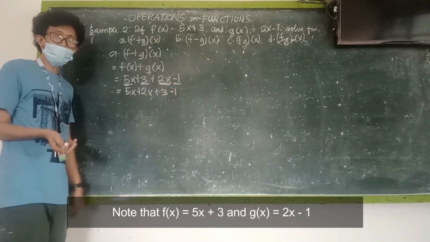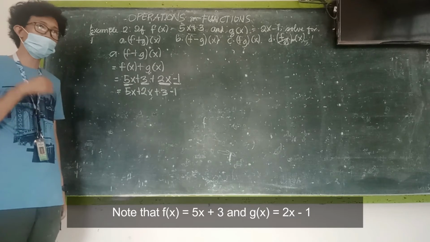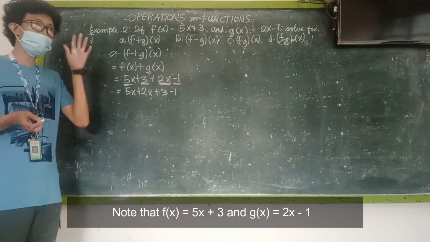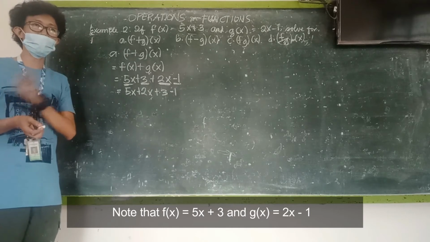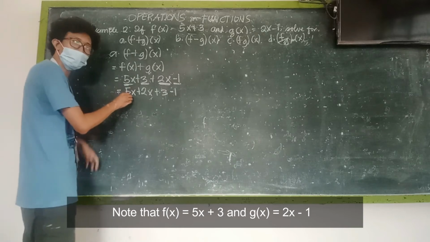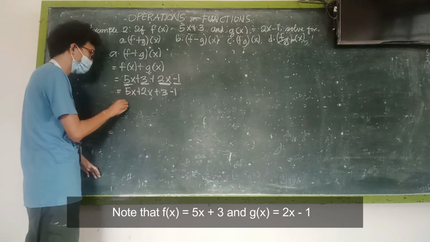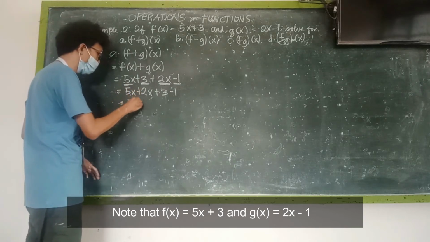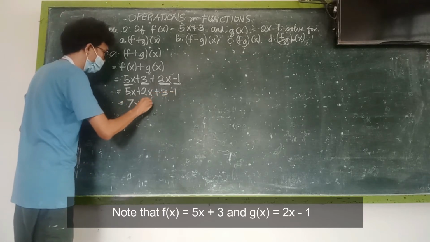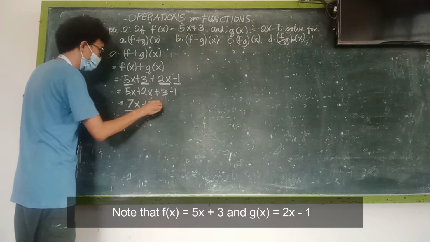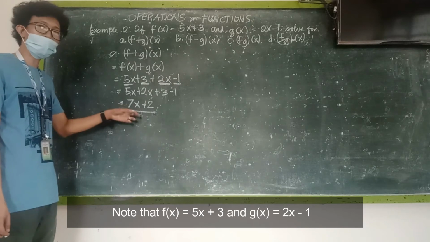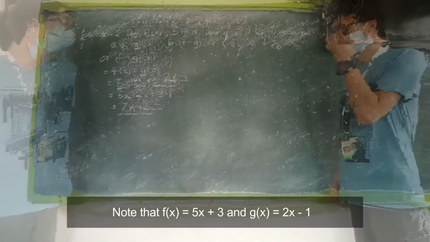You can arrange it para hindi kayo mahirapan when you are combining similar terms. So, i-arrange natin from the highest exponent up to the lowest exponent. So, in descending order po yung pag-arrange natin. So, we have 5x plus 2x. 5 plus 2 is actually equal to 7x. And 3 minus 1 is equal to 2. So, ang f plus g of x natin is equal to 7x plus 2. We have letter B.